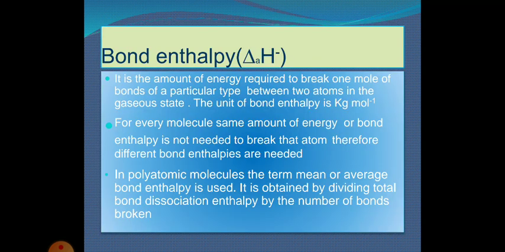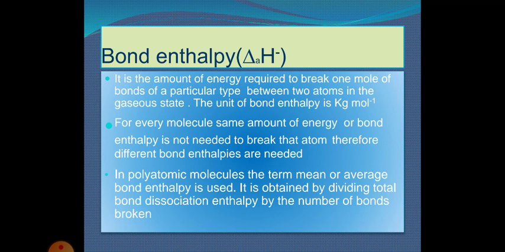Now we will go to the next concept, that is bond enthalpy. It is the amount of energy required to break 1 mole of bonds of a particular type between two atoms in the gaseous state. The unit of bond enthalpy is kJ per mole. For every molecule, the same amount of energy or bond enthalpy is not needed to break the bond. Therefore, different bond enthalpies are needed for the breaking of different bonds.